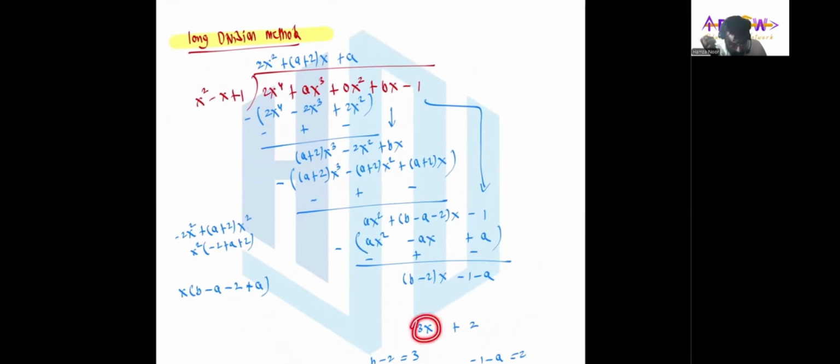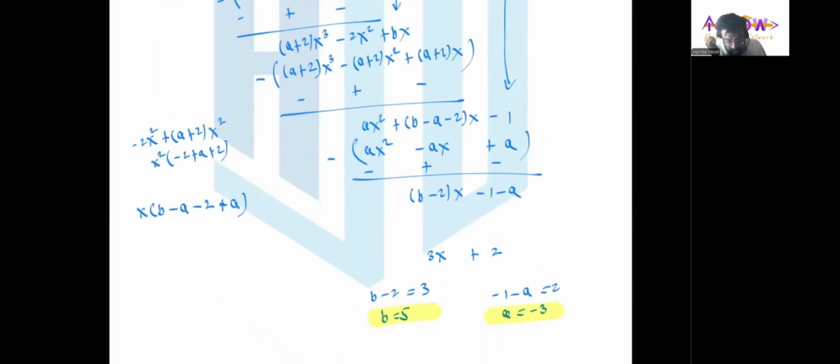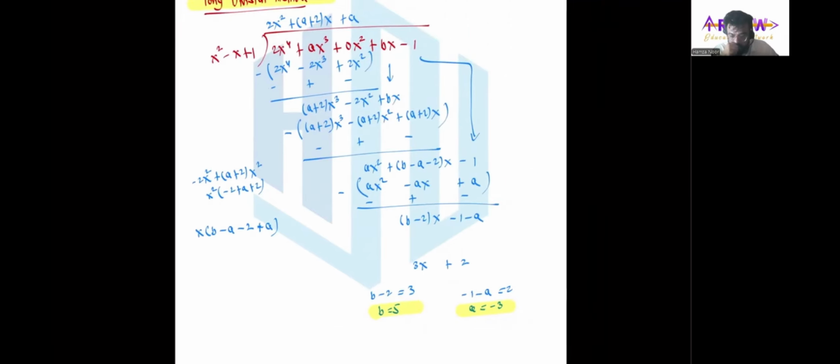However, the remainder is 3x plus 2. So as we can see that the coefficient of x is b minus 2, and the coefficient of x is 3 over here. So b minus 2 will be equated with 3. So b is equals to 5. Okay, and minus 1 minus a is basically the constant, and this will be equated with 2. So minus 1 minus a is equals to 2. Therefore, a is equals to minus 3. Therefore, b is equals to 5 and a is equals to minus 3. This is supposed to be your answer.